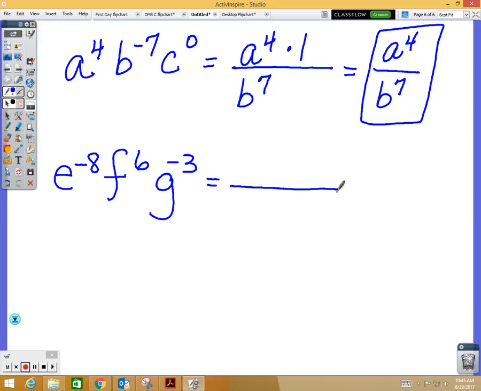Alright, what should we do with e to the negative 8th power? I need to make it a positive, so where do I put it, top or bottom? Bottom. So it's negative, so it's going on the bottom, so it becomes positive. F to the 6th power. I don't need to do anything to it, so it stays on top. G to the negative 3rd power. It needs to go to the bottom, and it changes.